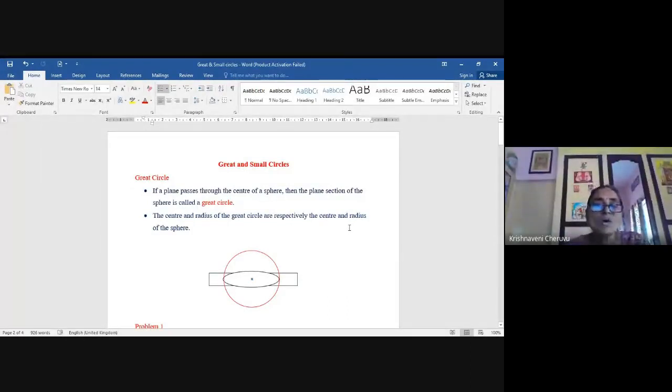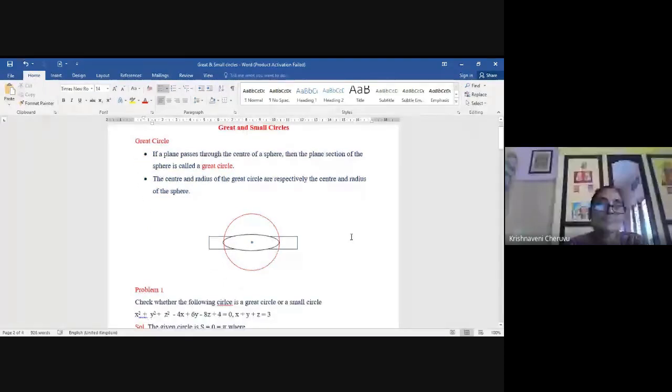This topic is on great circle and small circle, girls. Already in the previous two classes, I discussed what a great circle is and what a small circle is. Here, once again I'm explaining. See, if you have a sphere in red and a plane here, if they intersect, then the section is a circle, and this circle would be either a great circle or a small circle.